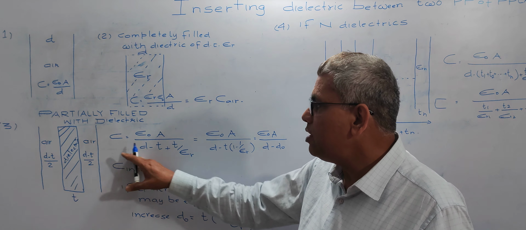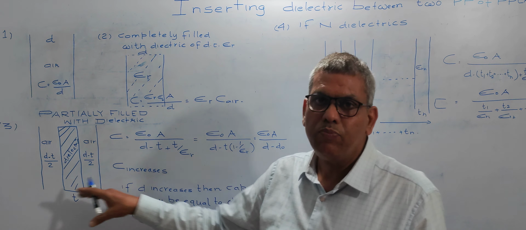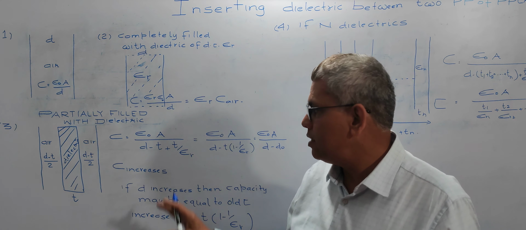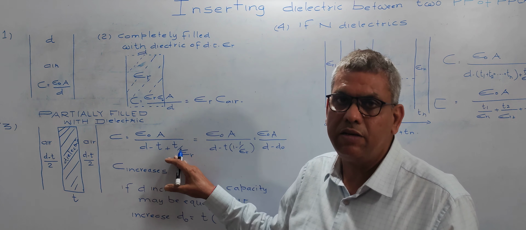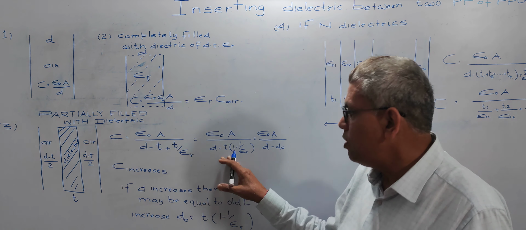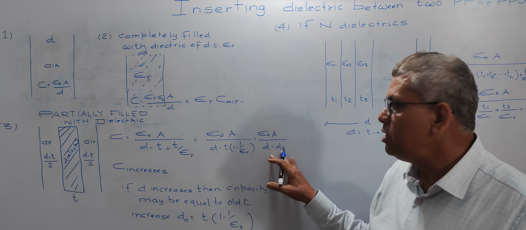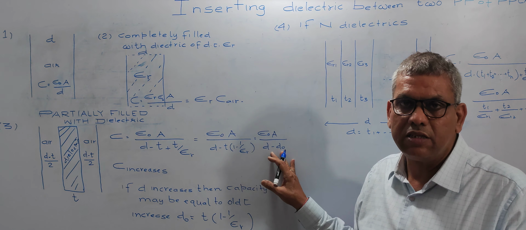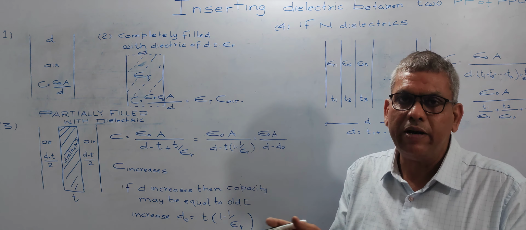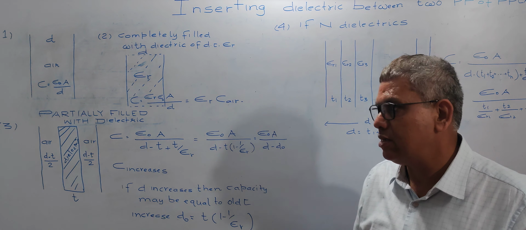Now we can find out the equivalent capacitance for partially filled dielectric as epsilon naught A by D minus T plus T by epsilon r. Now we will observe D minus T and this much is D0. By D0 the distance between the parallel plates has increased, so capacitance has increased.